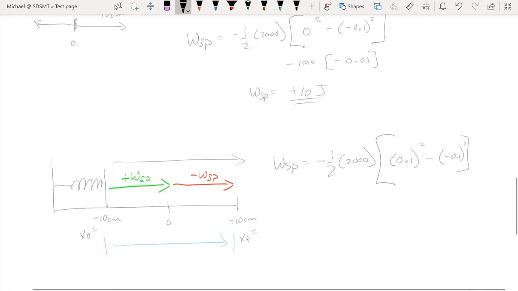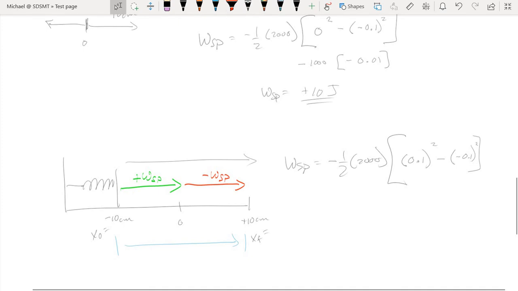Getting too close to the edge of the screen there. And again, we have to be careful with how we evaluate everything. But 0.1 squared is 0.01. We have to subtract the square of negative 0.1, which, when we square a negative, becomes positive. Well, what's happening here? We have 0.01 minus 0.01, which is 0.